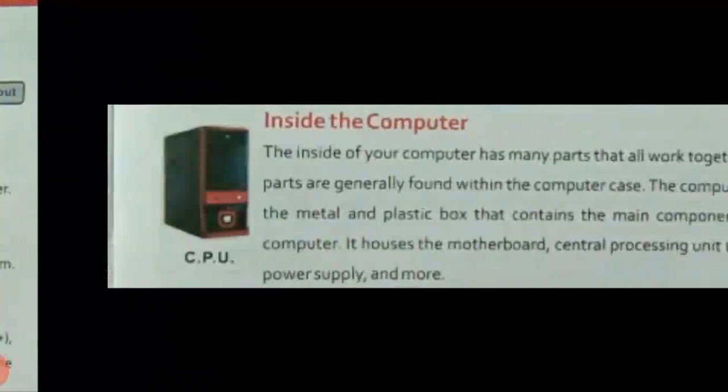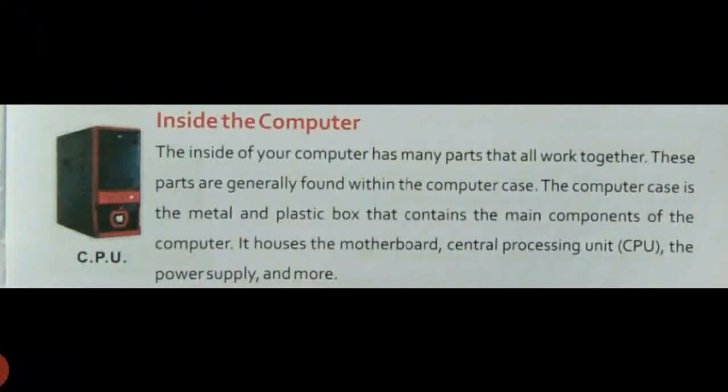Okay, next one is inside the computer. The inside of your computer has many parts that all work together. These parts are generally found within the computer case. The computer case is the metal and plastic box that contains the main components of the computer. It houses the motherboard, the central processing unit, that is CPU, the power supply, and more.